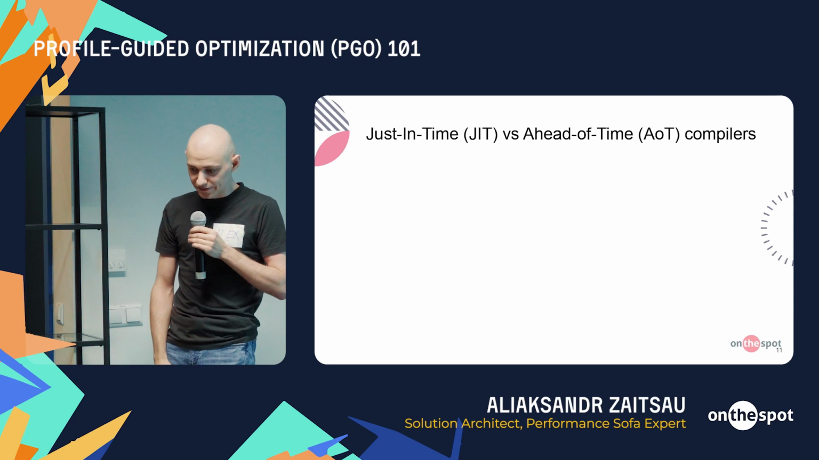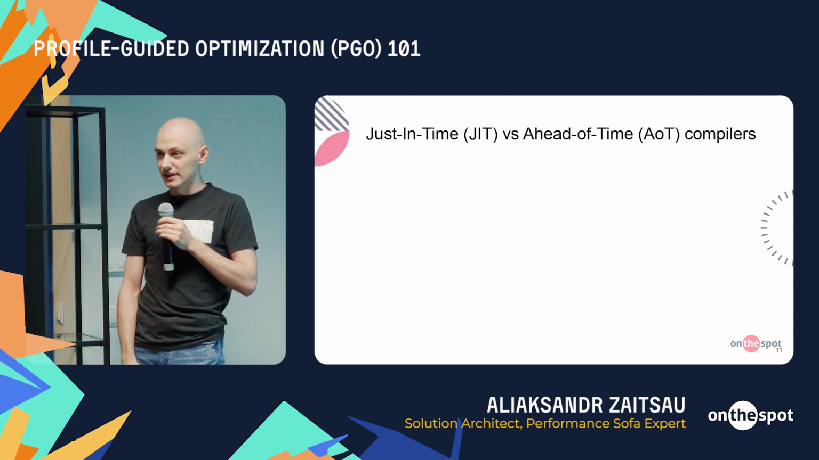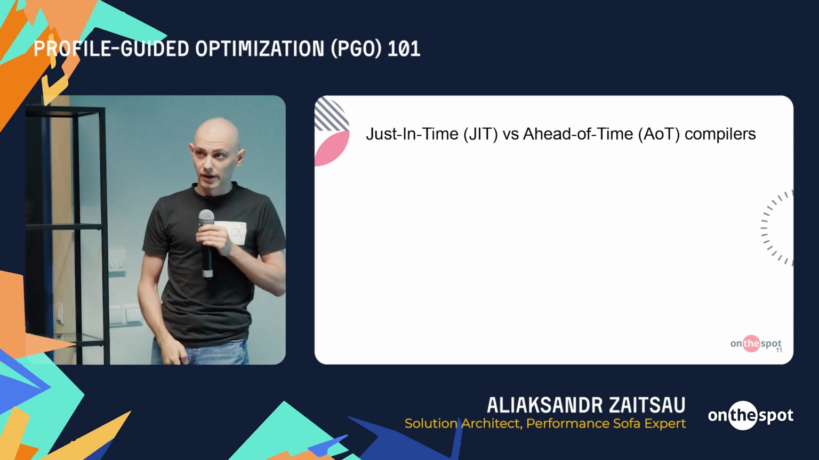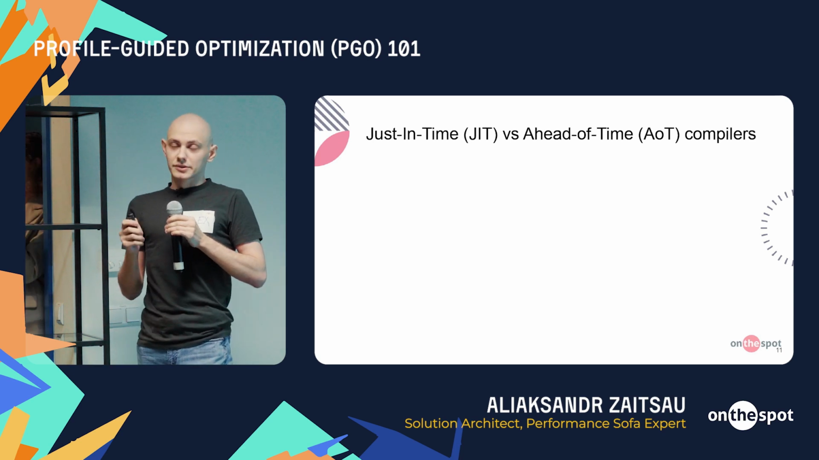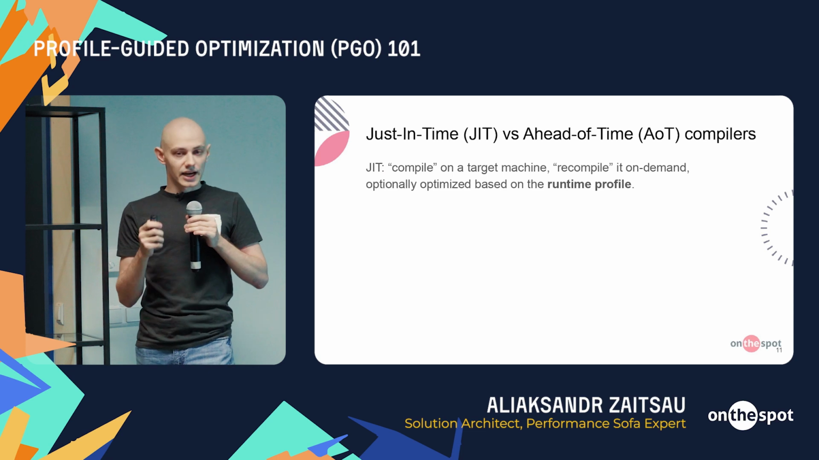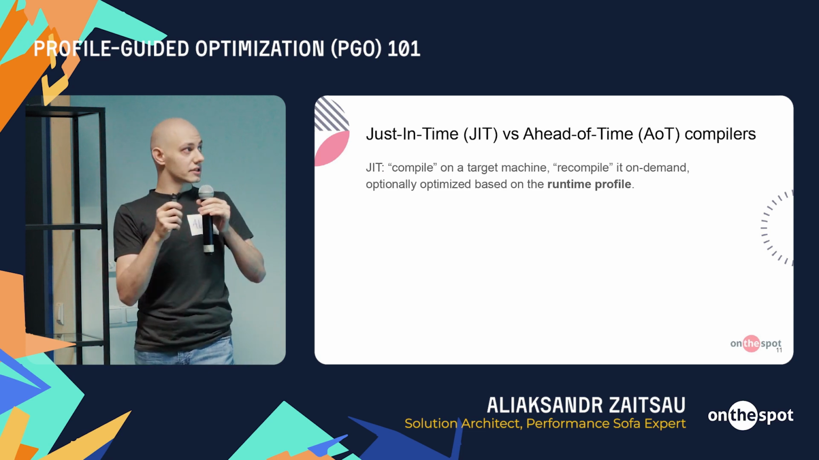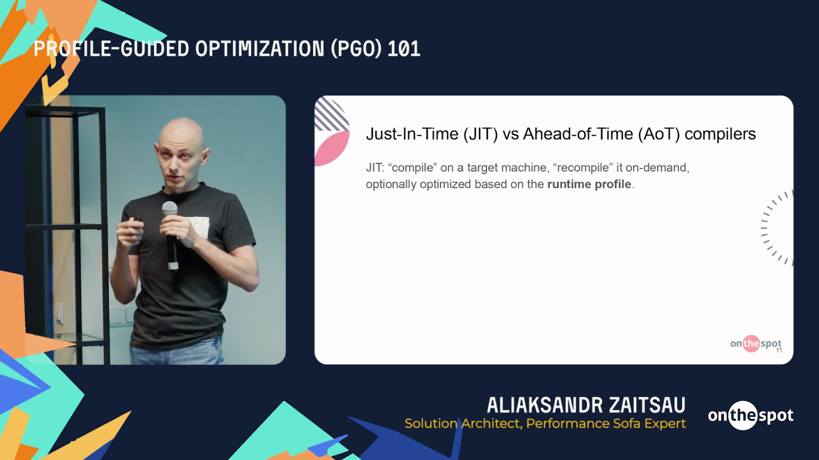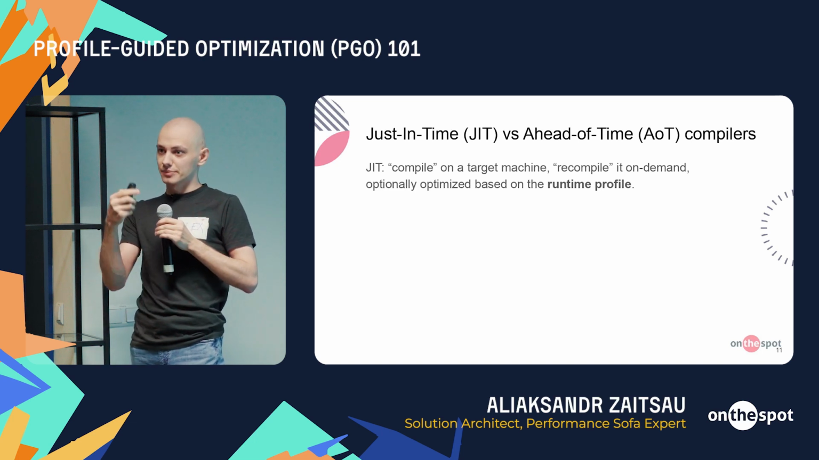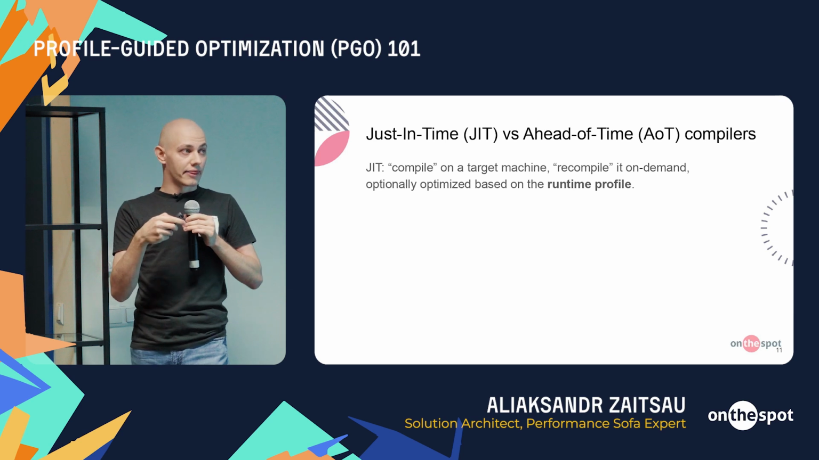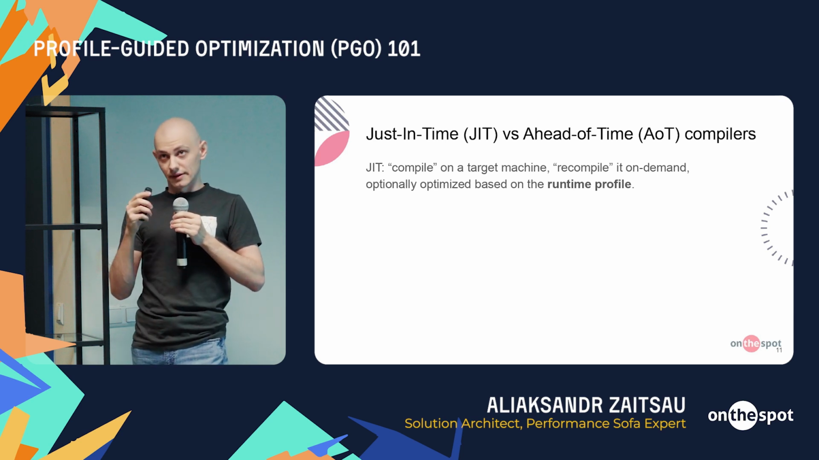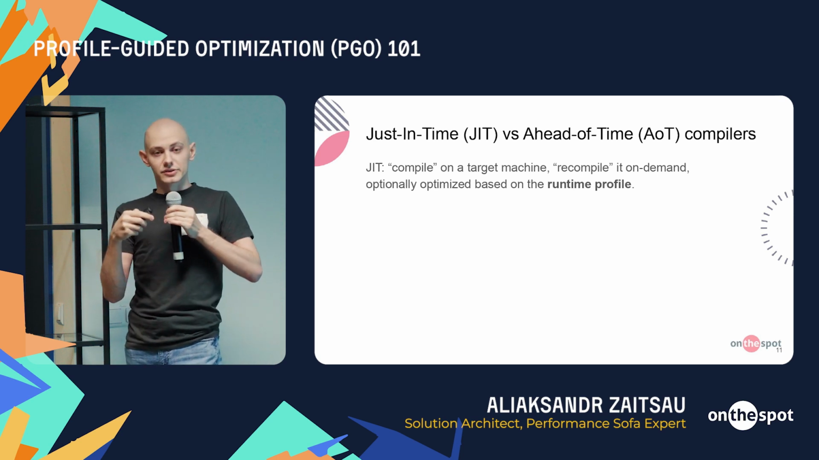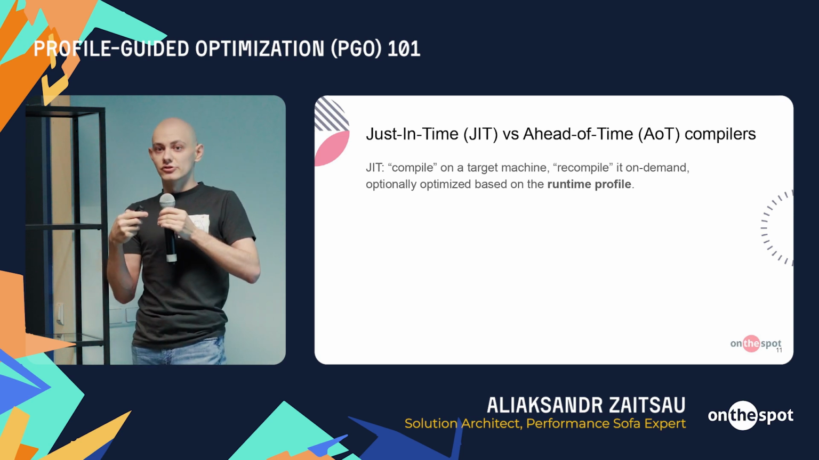Actually, there are two different schools of how we can implement a compiler: just-in-time compiler or ahead of time. These are two different approaches. A just-in-time compiler works in this way. It compiles the source code of your application on a target machine, and then recompiles it on demand, if your just-in-time compiler is clever enough, optionally optimizing based on the runtime profile.